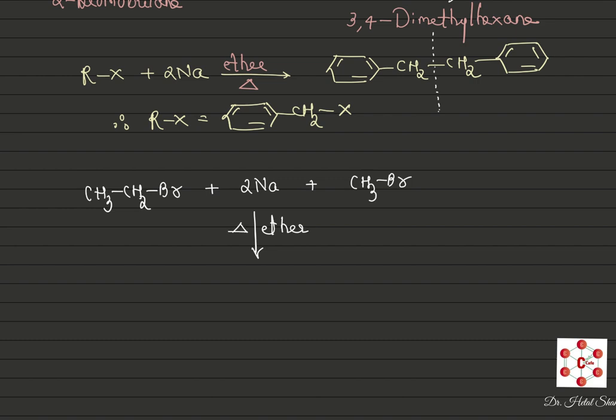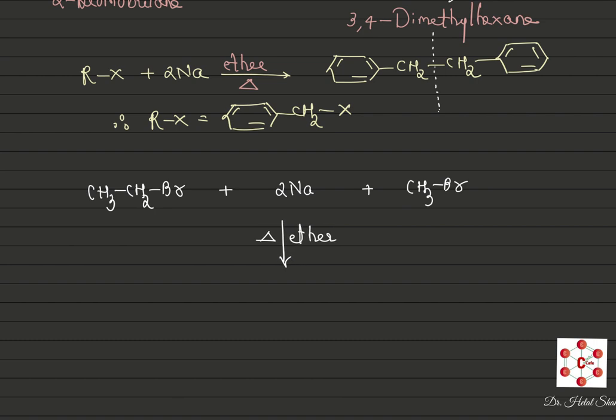Can anyone tell me what product I should get? The most expected product should be propane, CH3, CH2 and CH3. The most expected product is propane. But pay attention.